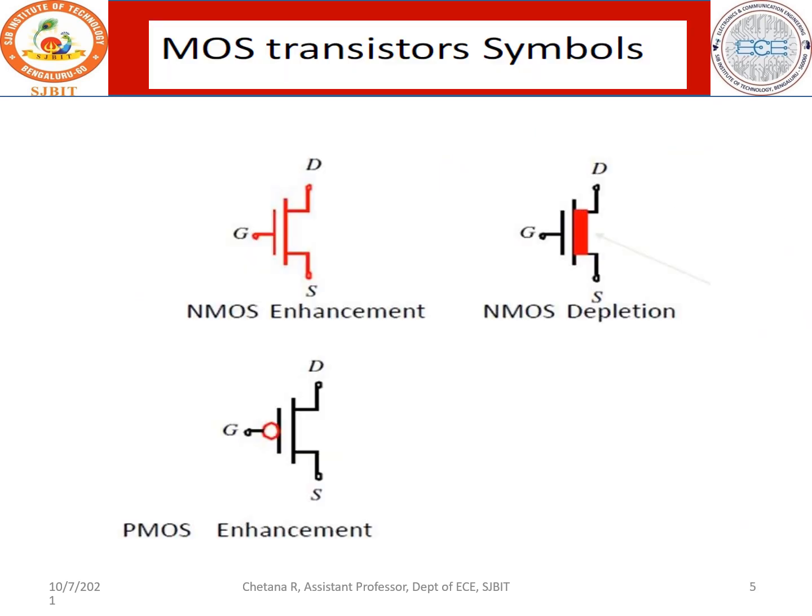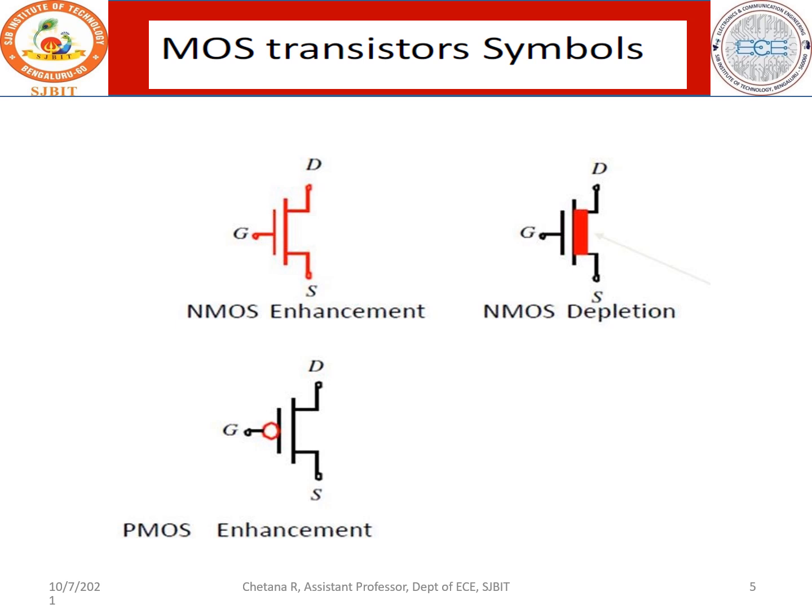Let us now go to the representation of transistor symbols. By now you are very much familiar that this is your NMOS enhancement and this is your PMOS enhancement. Why P? Because there is a bubble. Now I have to show you the depletion, right? What is depletion? Channel exists during construction itself. So the representation of the depletion is shown here. This is one way of representation. Most of the textbooks follow this representation.